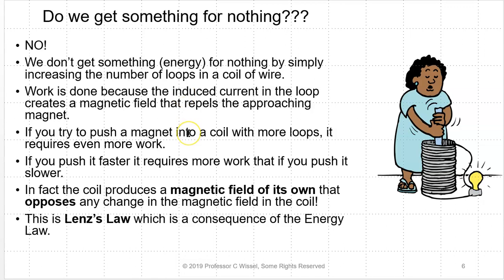The work is done because the induced current in the loop creates a magnetic field that repels the approaching magnet. So if you try to push a magnet into a coil with more loops, it requires more work to do it. If you push it faster, it requires more work than if you push it slower. In fact, the coil produces a magnetic field of its own that opposes any change in the magnetic field of the coil. This is Lenz's law, which is the conservation of energy law.